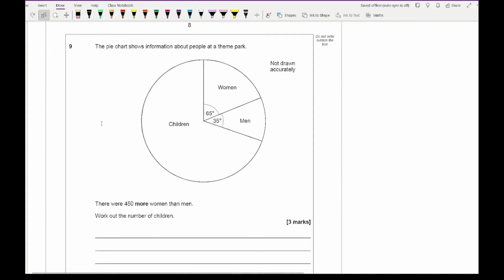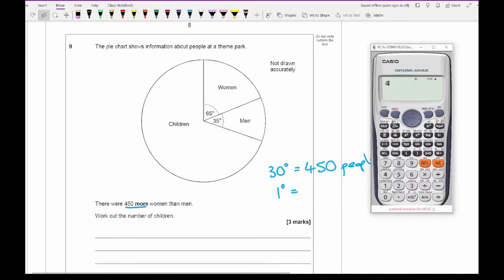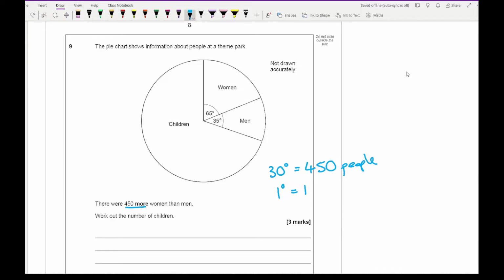Now, in terms of this, we can see that the difference in terms of the angle, which is 30 degrees, must be the difference between the men and the women. So 30 degrees equals 450 people. So that means that 1 degree must represent 450 divided by 30, which equals 15. So 1 degree equals 15 people.